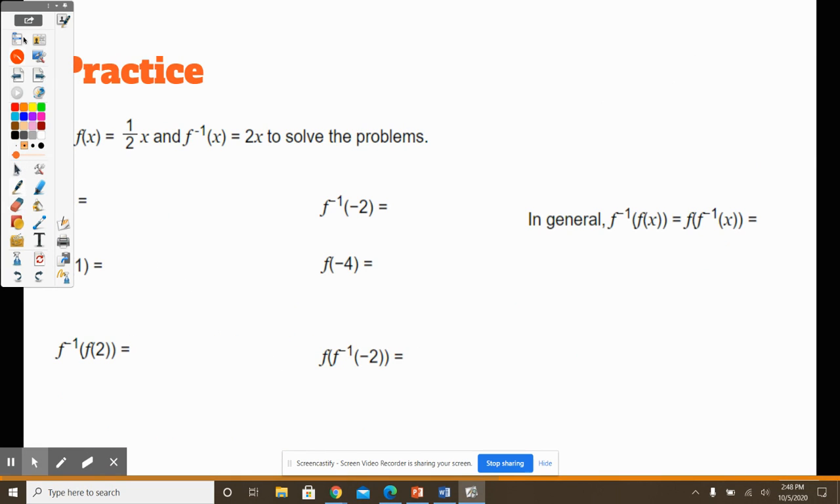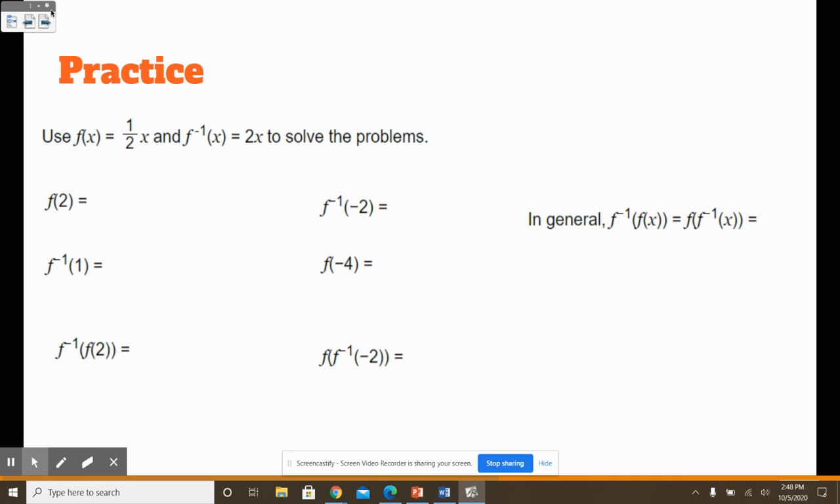Here's another example. Let's look at these using that same idea. What is f of 2? Half of 2 is 1.